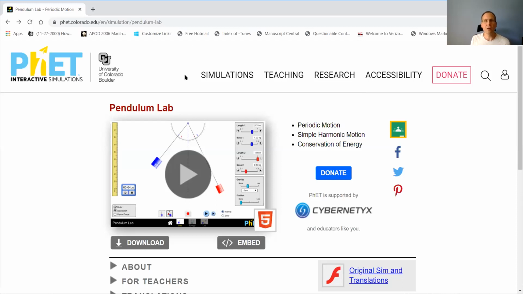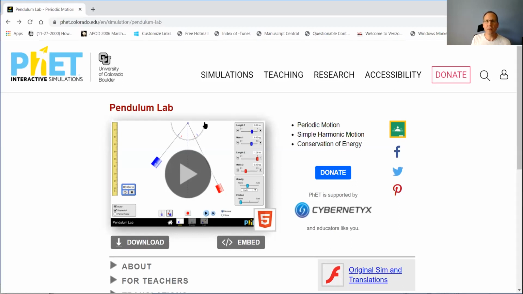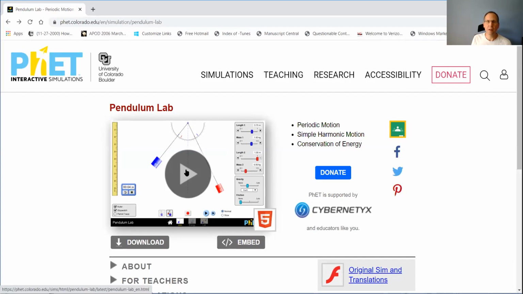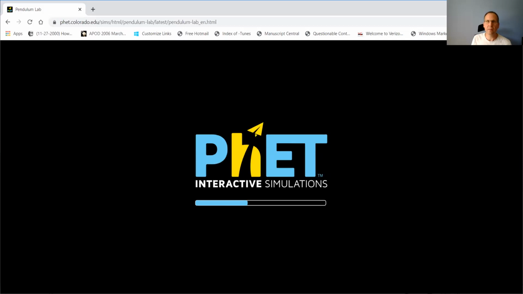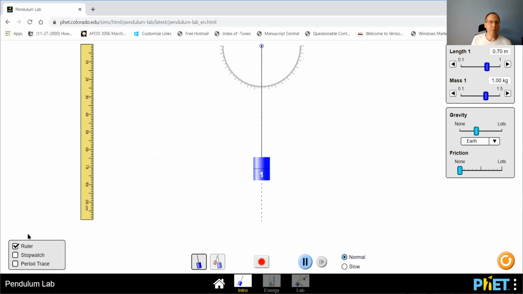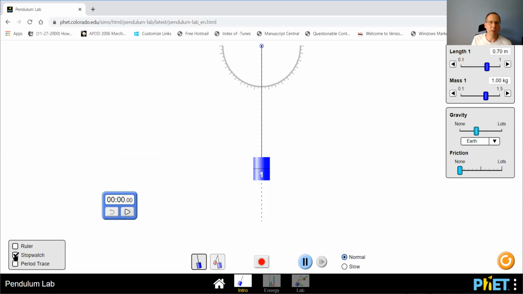Okay, so we go to the simulation, click on play to start it. Click on the intro, that'll be fine. We don't need the ruler, so I'll get rid of the ruler. I'm gonna include the stopwatch. I'm gonna move it so that it's near the pause button here so I can control both of them at the same time.